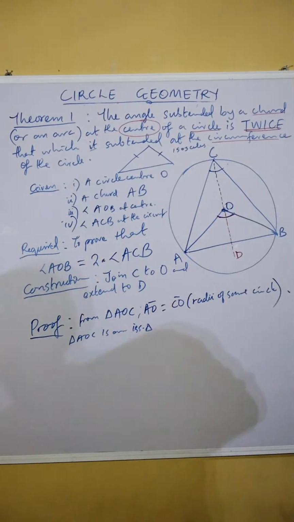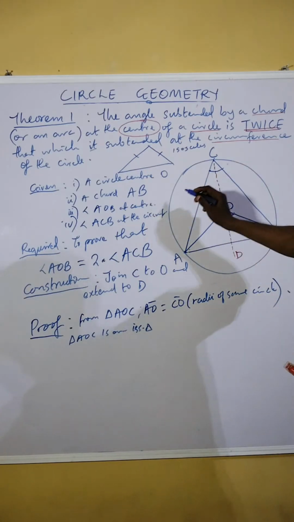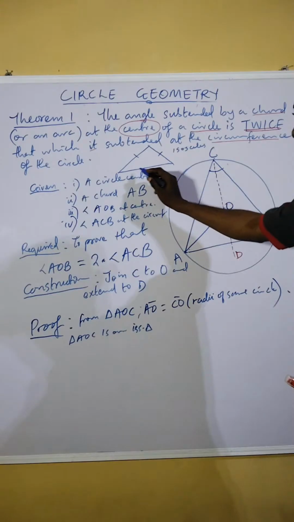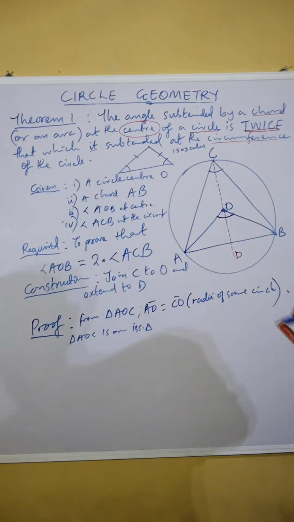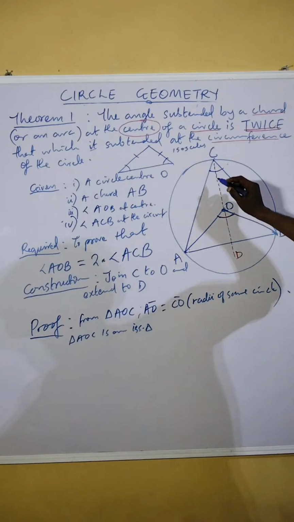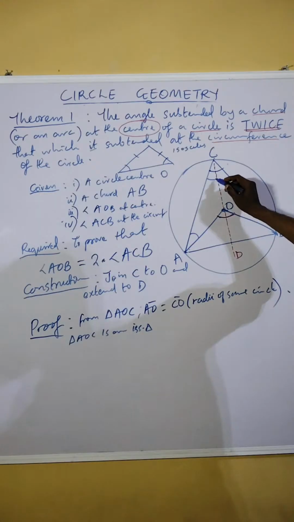And in an isosceles triangle, once two sides are equal, as in this case, the third side here is the base, and the base angles here are also equal, which implies that, since this is the base, the angle here and the angle here should be equal.